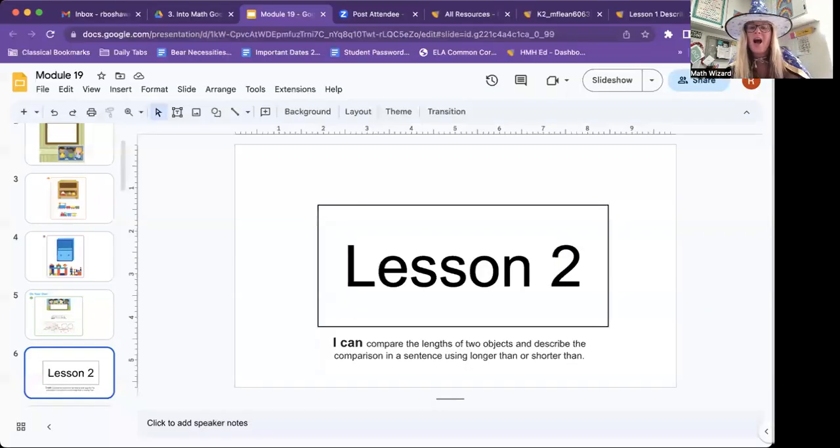You're in module 19, lesson 2. I can compare the lengths of two objects and describe their comparison in a sentence using longer than or shorter than. Do you remember comparison? Comparison, we compared numbers and we decided greater than or less than, right? Like 5 is greater than the number 2, right? Okay, so we did that before, quite a few modules ago. Now we're going to compare lengths, okay?